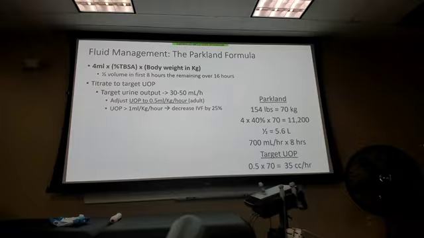So this is why they deserve to be in an ICU. They need every hour monitoring. If we're in a massive resuscitation, they're going to an ICU.